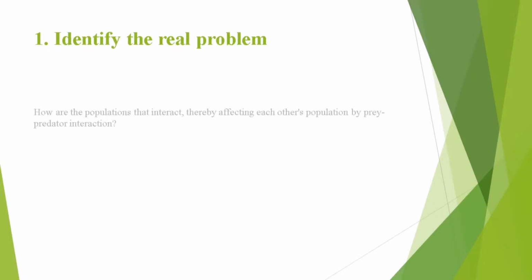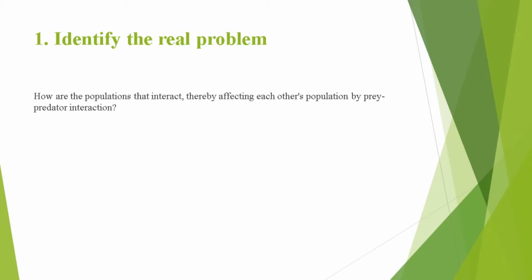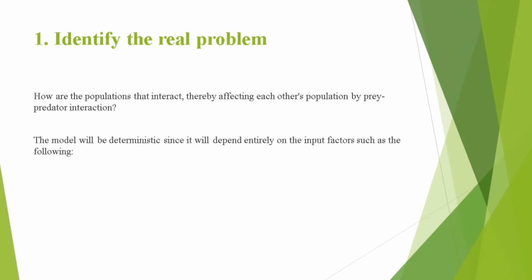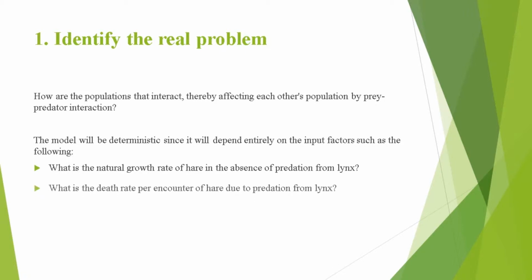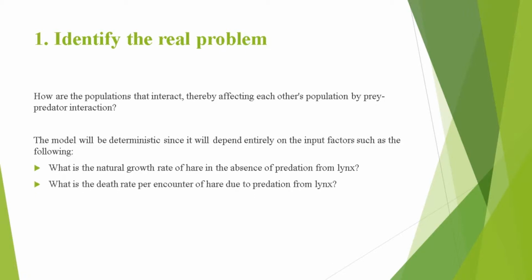First, we need to identify the real problem: how the lynx and hare interact, thereby affecting each other's population by prey-predator interaction. The model will be deterministic since it will depend entirely on the input factors, such as: what is the natural growth rate of the hare in the absence of predation by lynx? What is the death rate per encounter of hare due to predation by lynx?